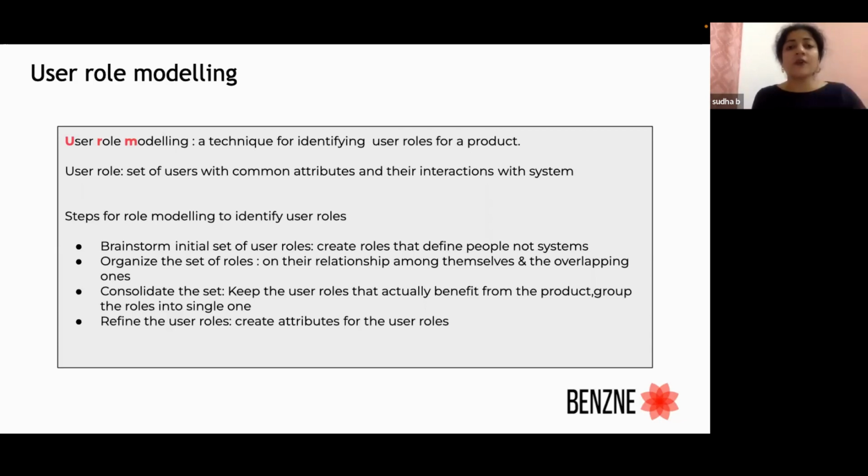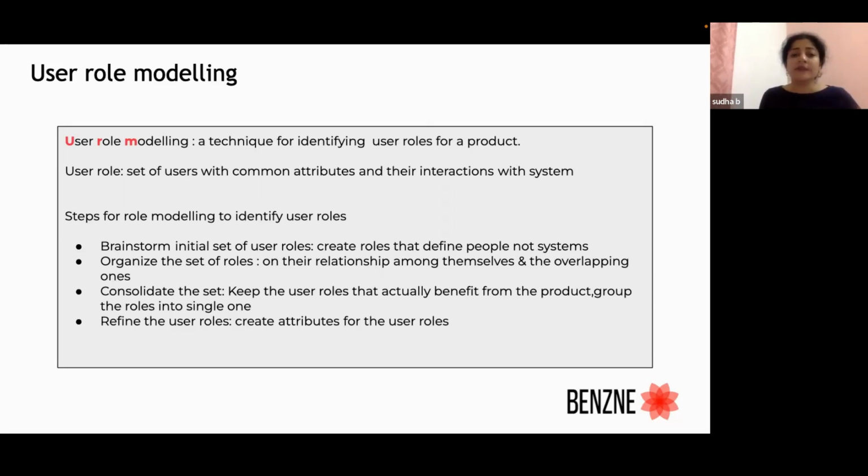So let's see, how do you identify user roles? Now, when do you do it? Probably in your sprint zero, when the product is going to be developed. In your discovery session, you could have it. At the beginning of every release, when you want to identify better and more user stories for a particular epic or a feature, you could do this user role modeling. It can be done anytime, just to enrich your stories and also to identify more stories.